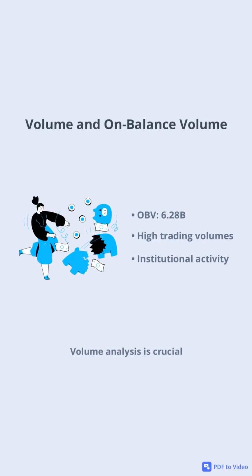Volume analysis is crucial for confirming price movements. TSLA's on-balance volume, OBV, is a massive 6.28 billion, reflecting strong participation. The recent daily volumes have also been high, with several days exceeding 100 million shares traded.